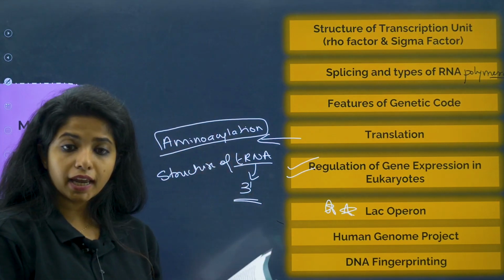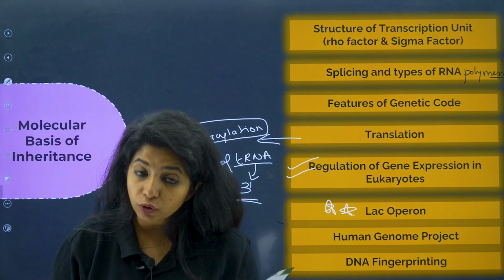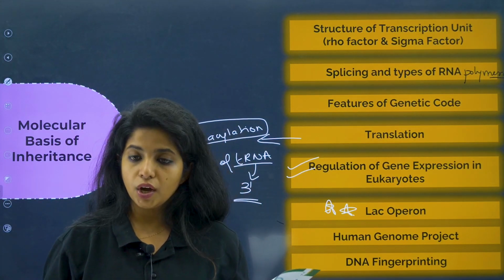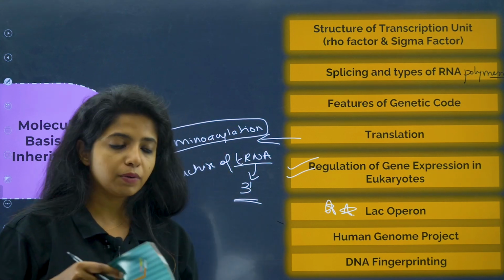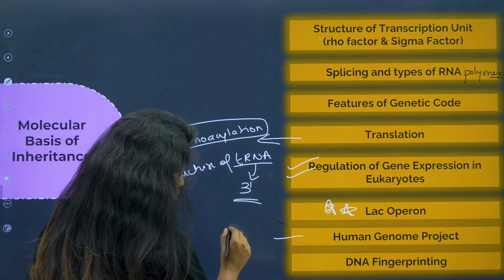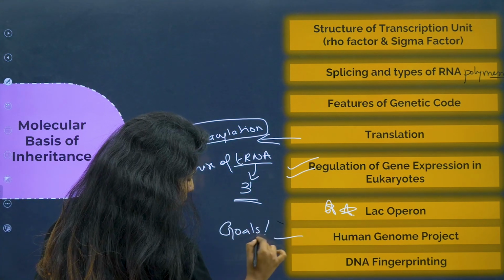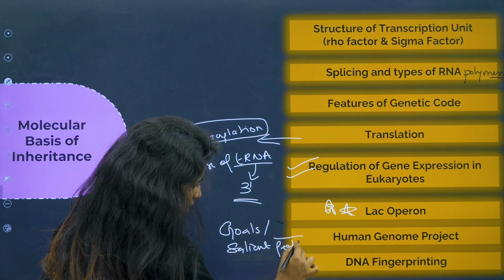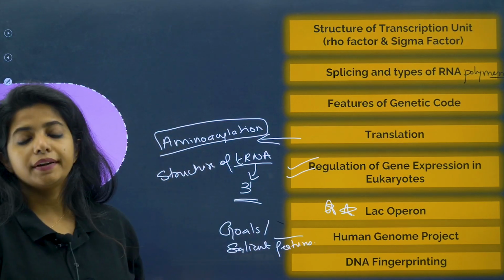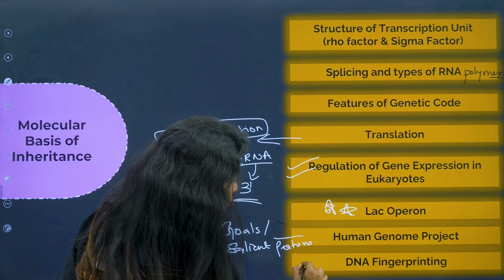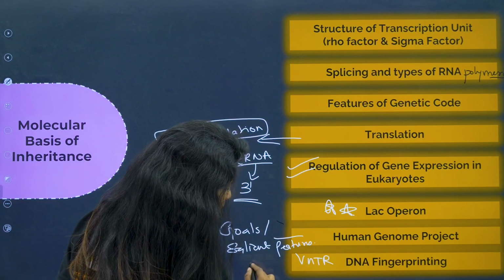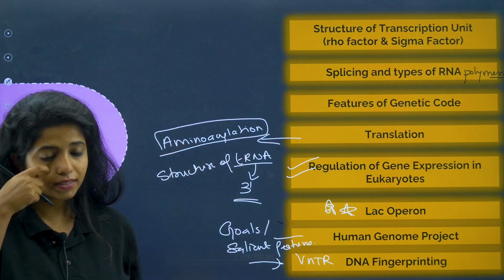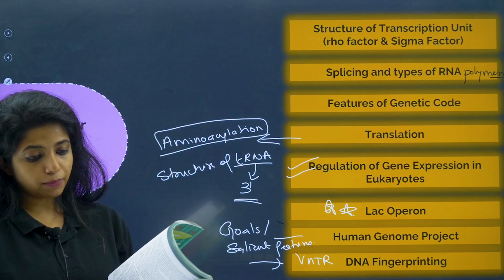Now, you have the lac operon entirely, it is very important. Human Genome Project, again you can be asked about the goals of the Human Genome Project and also the findings, the salient features. Okay, Human Genome Project means you can be asked about goals or the salient features. Cool. Now, DNA fingerprinting or the use of VNTR is equally important, again something that usually comes in. All this information from this particular chapter is important.